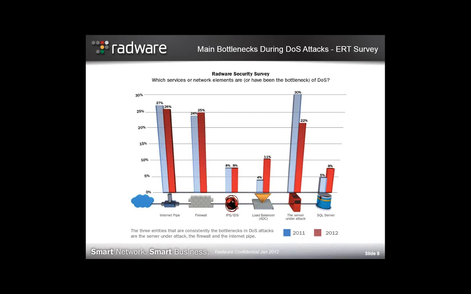Your internet pipe and your firewall and your server assets are your top vulnerabilities that a DDoS attack will be able to compromise, basically in the 0-day attack time frame, and having that blended approach is going to be very important.